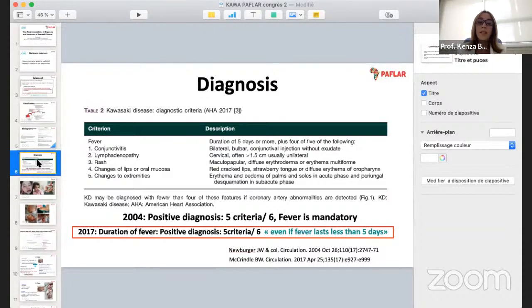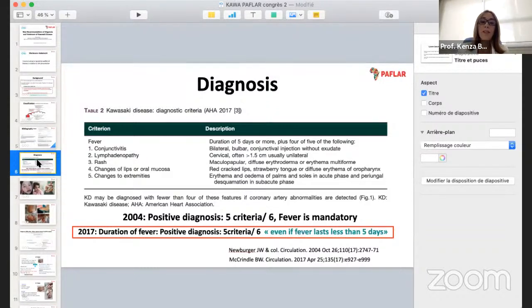L'éruption cutanée qui est polymorphe et qui n'a aucune spécificité, la kéylite et puis l'atteinte des extrémités avec 2 phases. Une première phase inflammatoire et une seconde phase subaiguë qui est en général desquamative. Et pour retenir le diagnostic de maladie de Kawasaki de manière formelle, il faut 5 critères parmi les 6 cités, sachant que la fièvre est obligatoire.